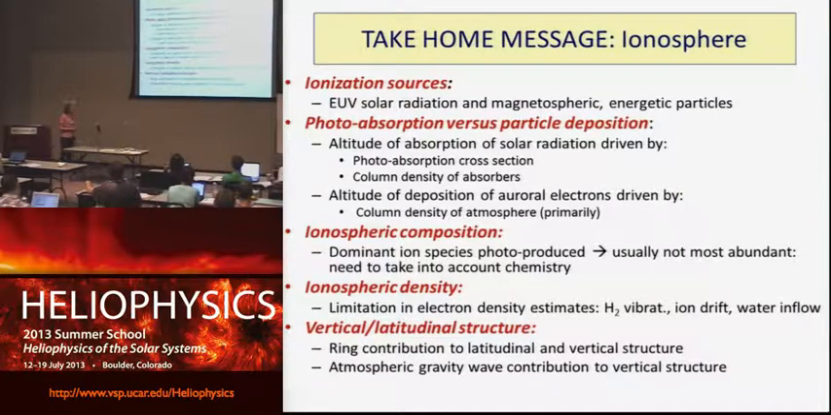Ionospheric density, I have not discussed at length, but it's very sensitive to the amount of H2 vibrational, to ion drift, and to water inflow, which are not very well constrained. So there are large uncertainties in our estimate of the electron density. As for the vertical and the latitudinal structure, there is a clear ring contribution to the latitudinal structure and also the vertical. And the atmospheric gravity waves seem to strongly contribute to the vertical structure, and are one strong candidate to explain the very complex vertical structure that we observe.